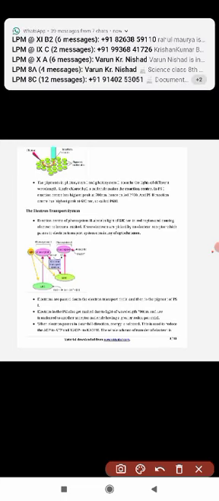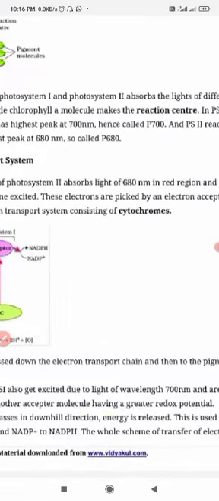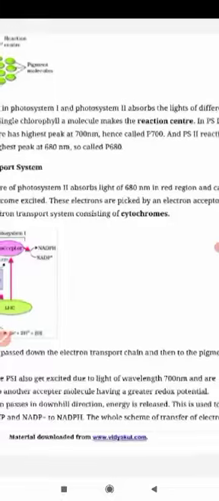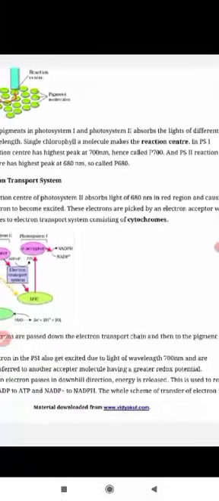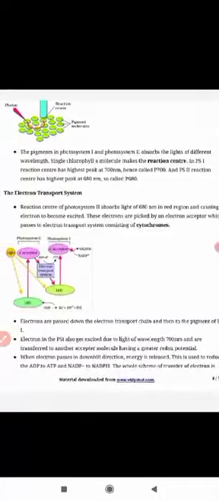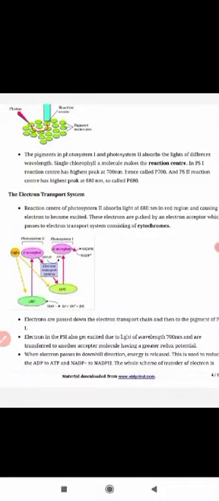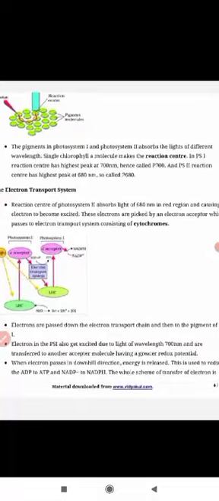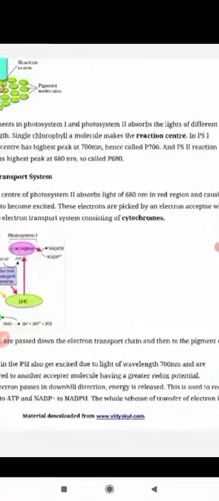The wavelength range of this photosystem varies from 680 to 700 nm. PS1 is 700 nm and PS2 has 680 nm. Dear student, these are called P700 and P680.